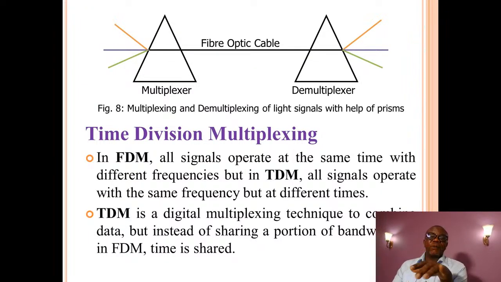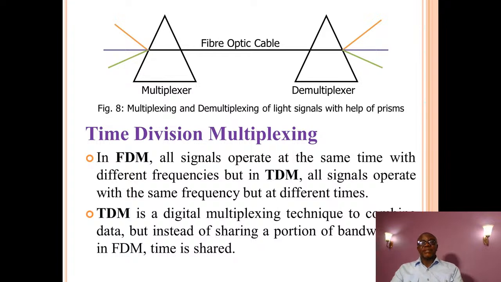Now, look at how it works. For optical fiber, you see the multiplexer prism on the left. You see the different colors that we use to depict different signals, but they come at different incident angles to the prism, and they are combined to go through just the optical fiber. At the receiving end, where you have the demultiplexer, the prism also separates the signals back to where they came from.